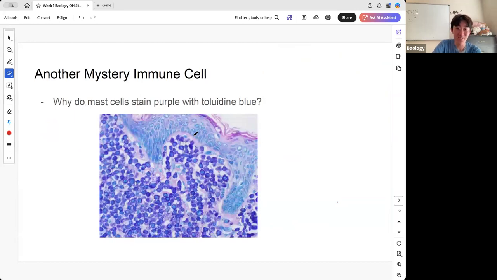Another mystery immune cell. Wow, I am so unqualified to teach this class. Why do mast cells stain purple with toluidine blue? I'm trying to think of why. I assume it's because of histamine or something. Histamine is positively charged. Is histamine positively charged? The granules are negative?